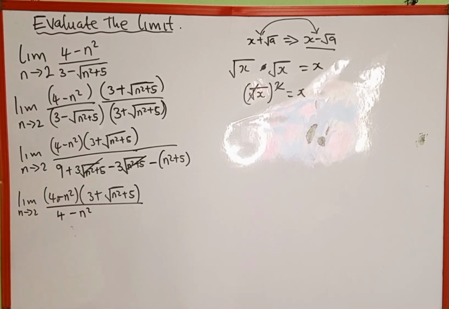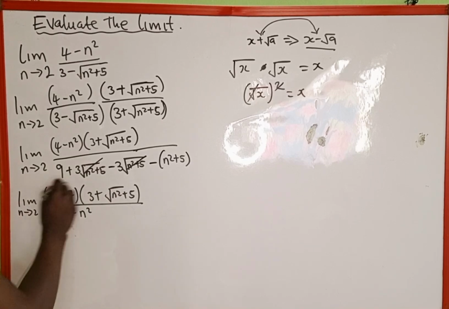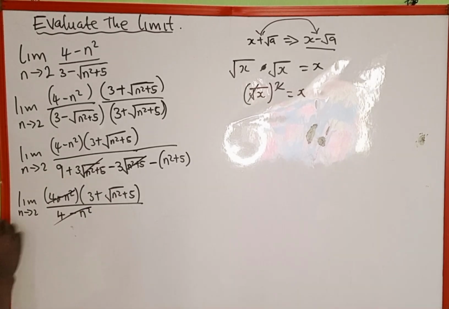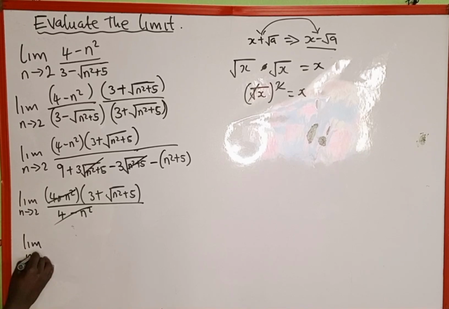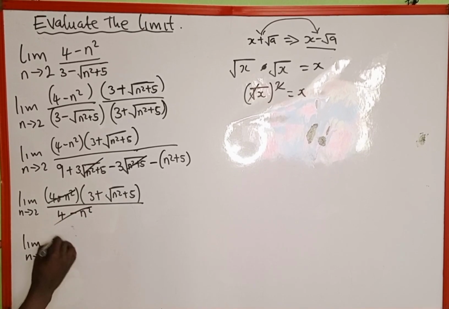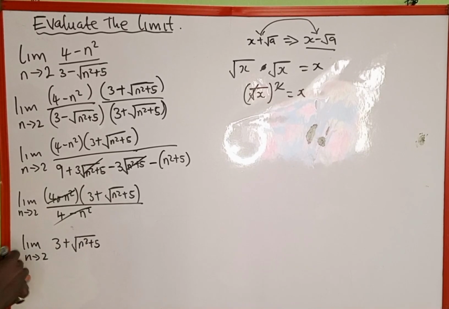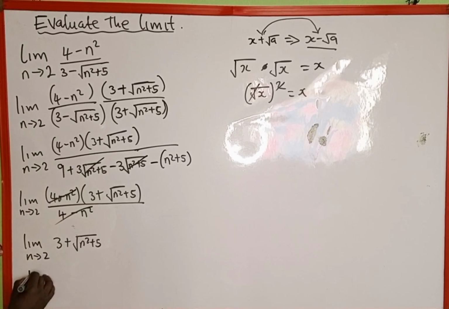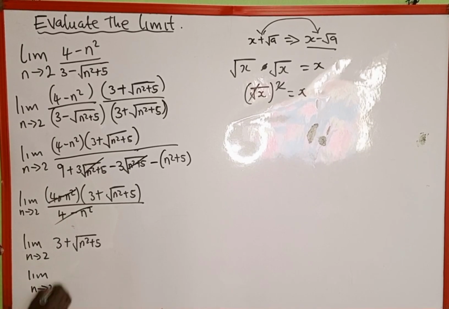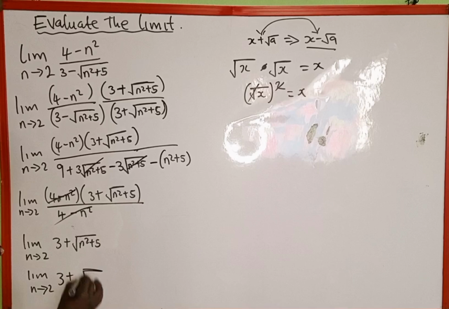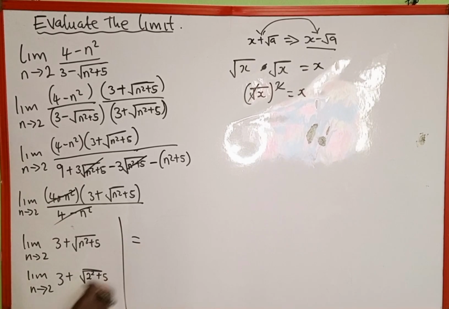So the next thing we're going to do, what do you see here? 4 minus n squared in the numerator, 4 minus n squared in the denominator. So this is going to divide, this is going to cancel. We are left with what? Limit as n approaches 2 of 3 plus square root of n squared plus 5. So the next thing is to just plug in 2 for n, because n approaches 2. This is going to be the same as limit as n approaches 2 of 3 plus square root of, in place of n here, we plug in 2 squared, then plus 5.